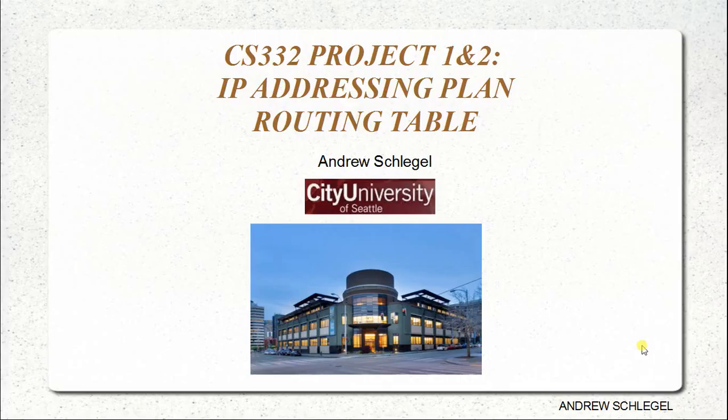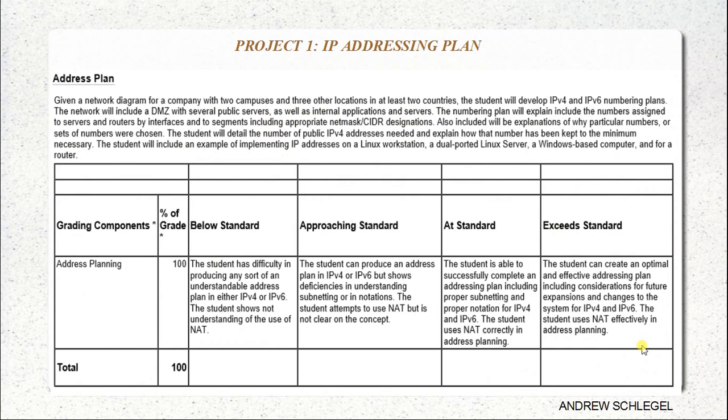Okay, this is Andrew. This is CS332 Project number 1 and 2, the IP addressing plan and the routing table. Okay, so this is the rubrics. If you go ahead and look under tests and assignments, you'll see this positioned under there.